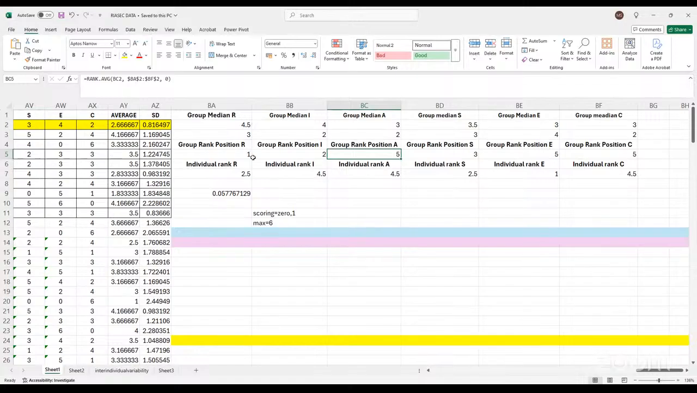So I told you now about the tied rank. Have you seen the pattern in the scoring? She is getting 2 in I, 2 in A, 2 in C, right? Same numbers. 3 in S, 3 in R. That is why this is the tied rank combo. So by this formula, you will get the group rank position of this person.